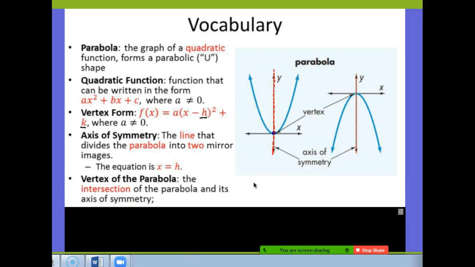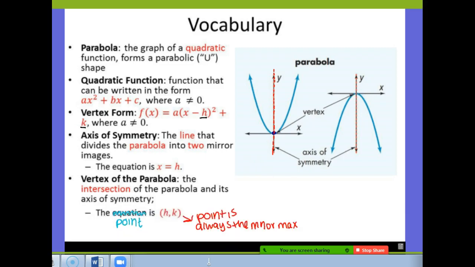The vertex of the parabola is its min or max. So again, the vertex of the parabola is the min or max. It's also the point where the axis of symmetry crosses. It is a coordinate. Its coordinates are h, k.